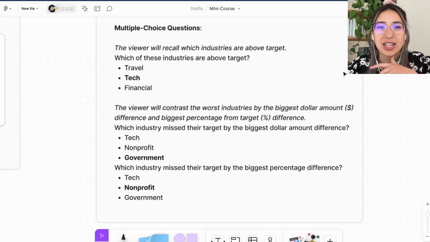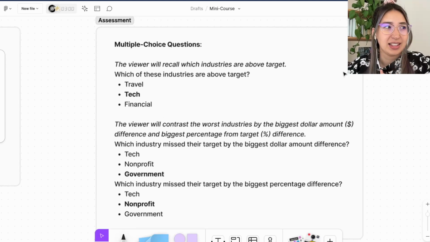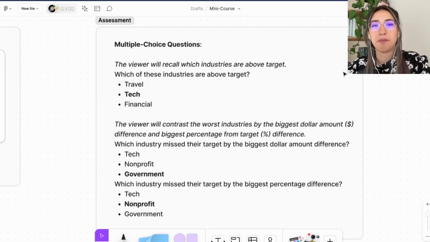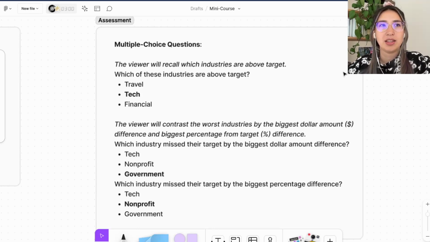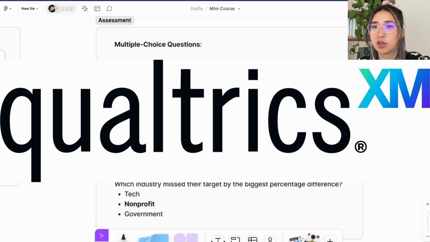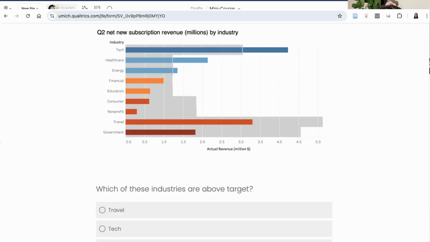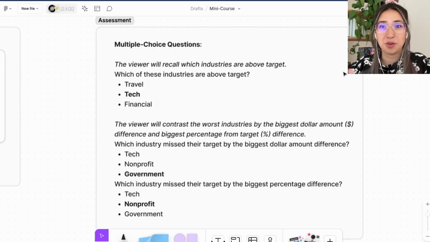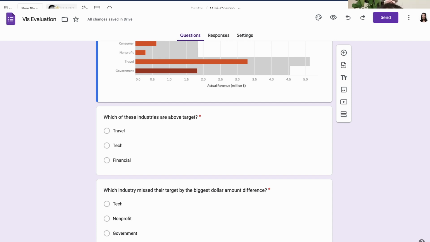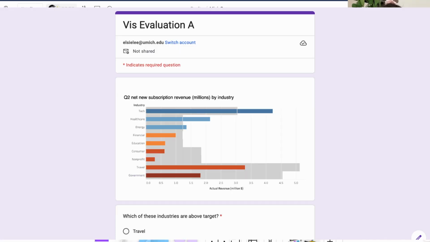I didn't actually give these assessments to anyone, but some technology that I sometimes use is Qualtrics. I like to use it to create the multiple choice questions in a test-like form to give to people. You could also use Google Forms, anything to just put the questions out there and have something where people can respond.